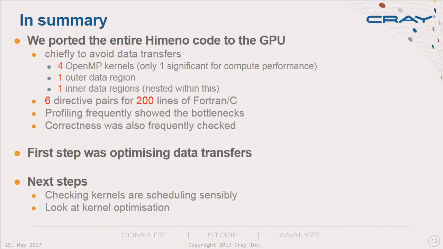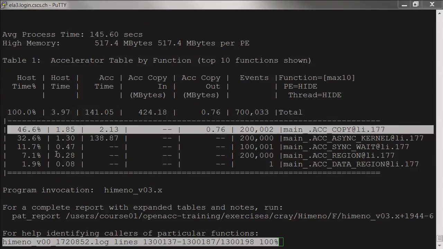And just to summarize the steps until here, we put four OpenMP kernels, right? Six directives, and we got quite a good speed up. So, I think I missed one thing. Give me one second. Right. Didn't realize that we jumped over one step.